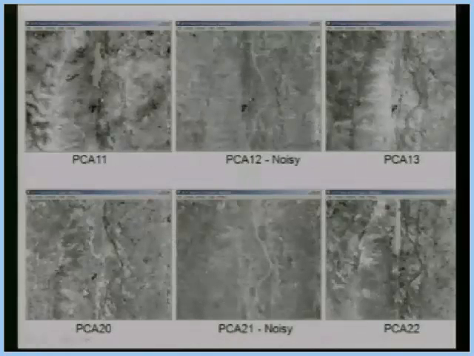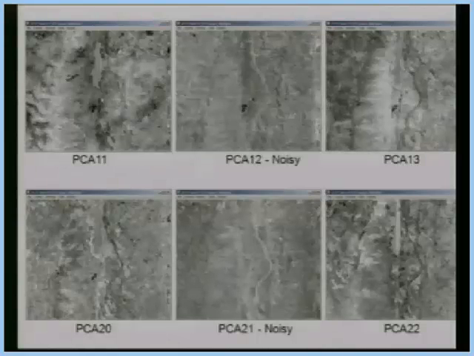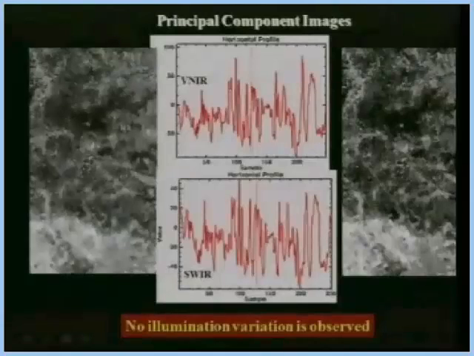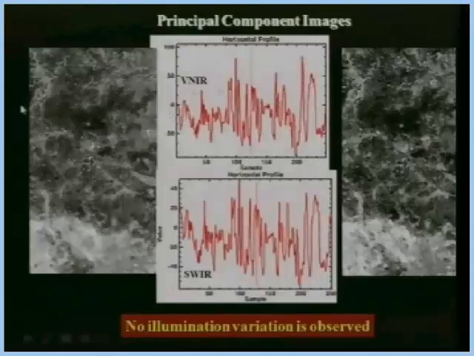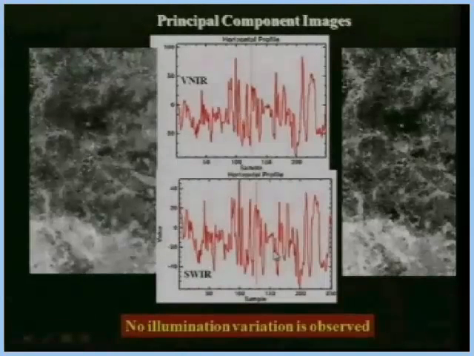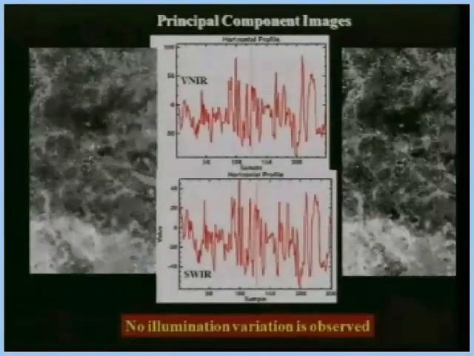You can see the same thing with this PCA 20. 21 is again noisy, but 22 has a lot of information. So this is one of the problems in using PCA. Another thing is, if you observe the principal component images, there is no illumination variation. This is Hyperion data. This portion is for the across-track direction for one line in the VNIR portion of the data, and this is for the sphere. You just have to compare this with the kind of illumination variations that will be shown in the MNF case.